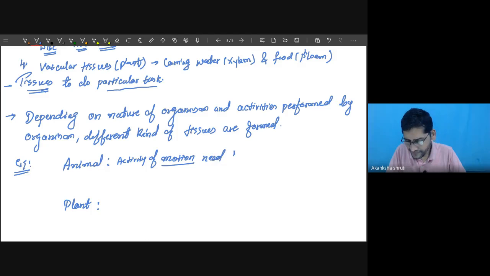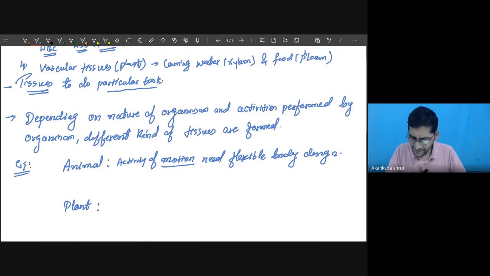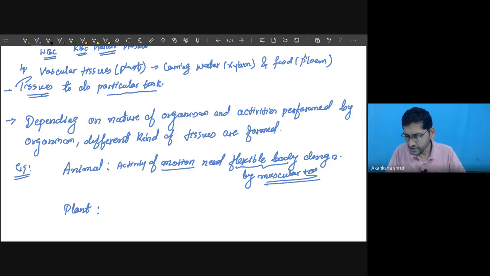They need a flexible body design. Getting it? So this flexible body design means when the body becomes flexible, this is by muscular tissues. So the animal has muscular tissues. For getting a particular structure, they contain the bone. But in plants, there is no movement, meaning motion.